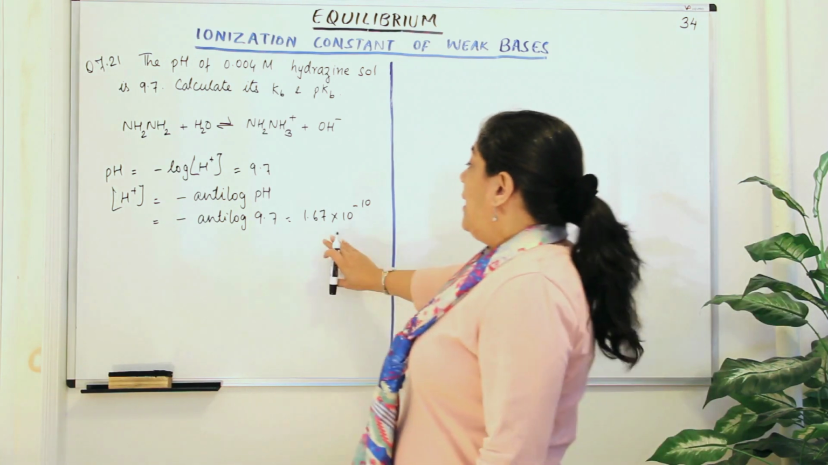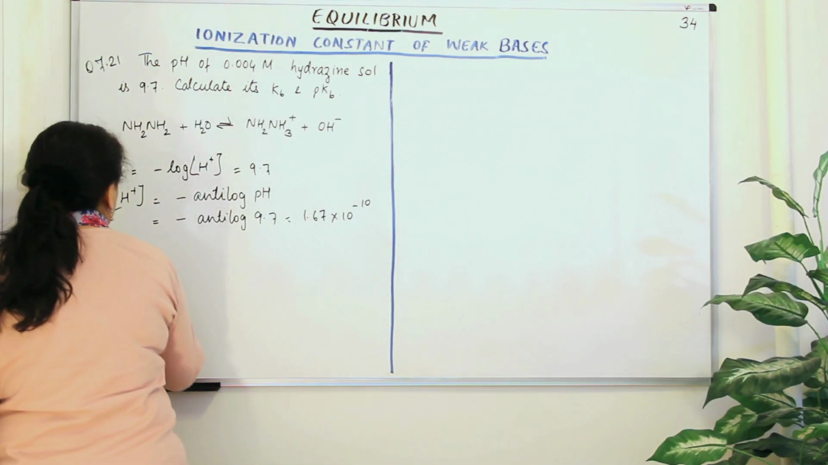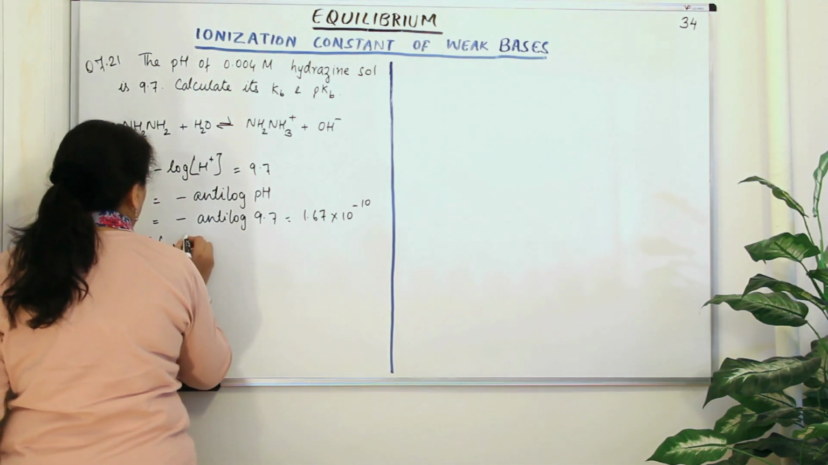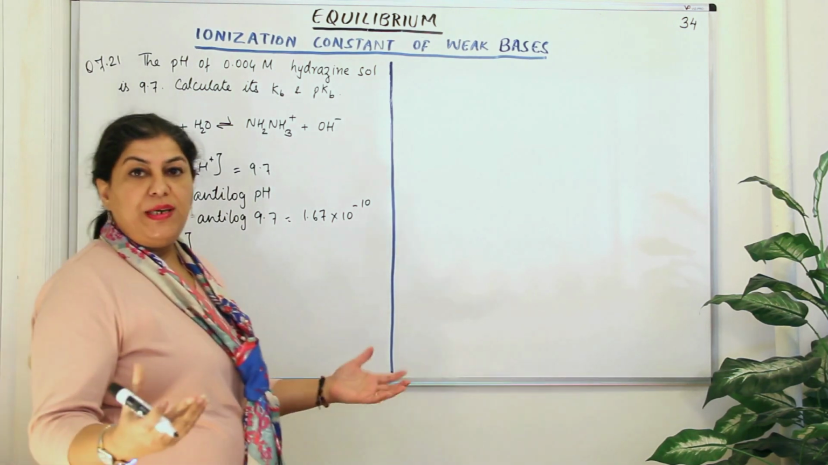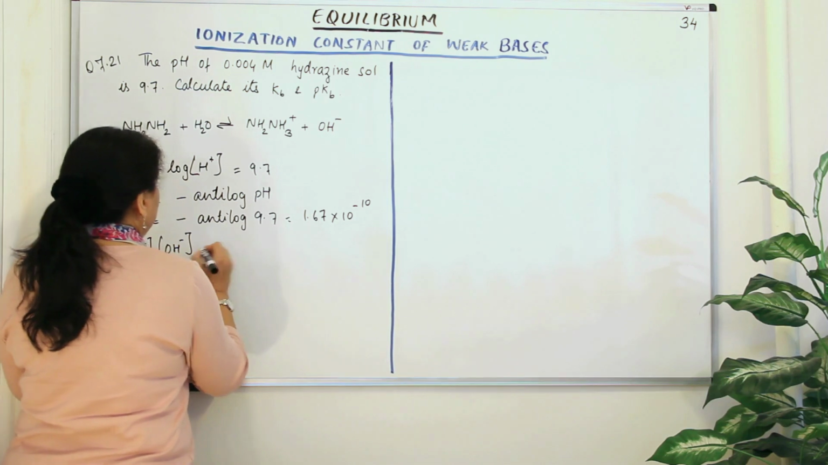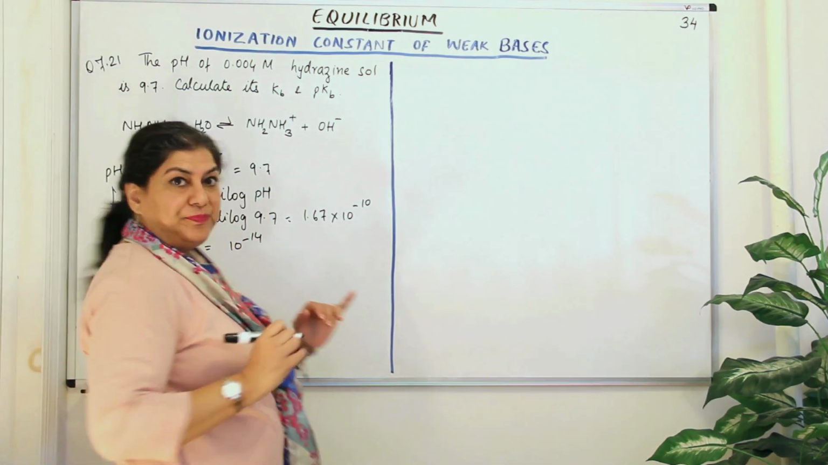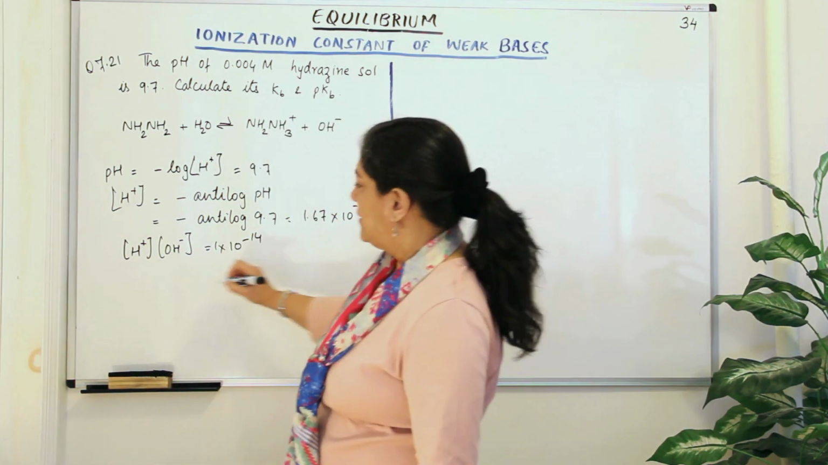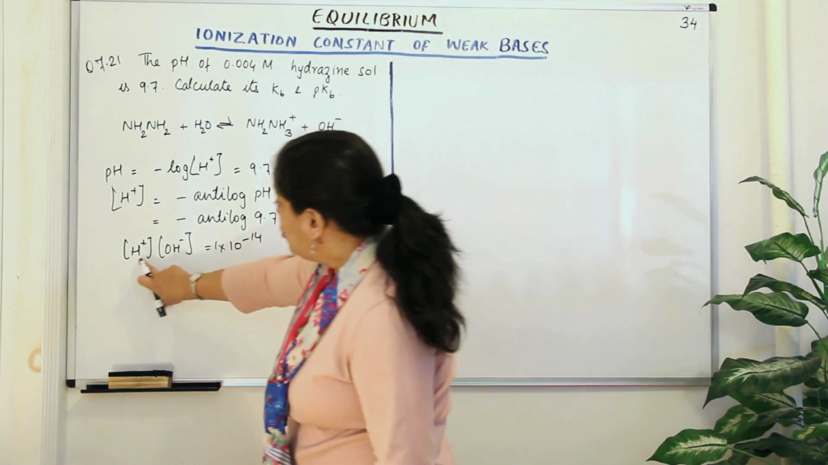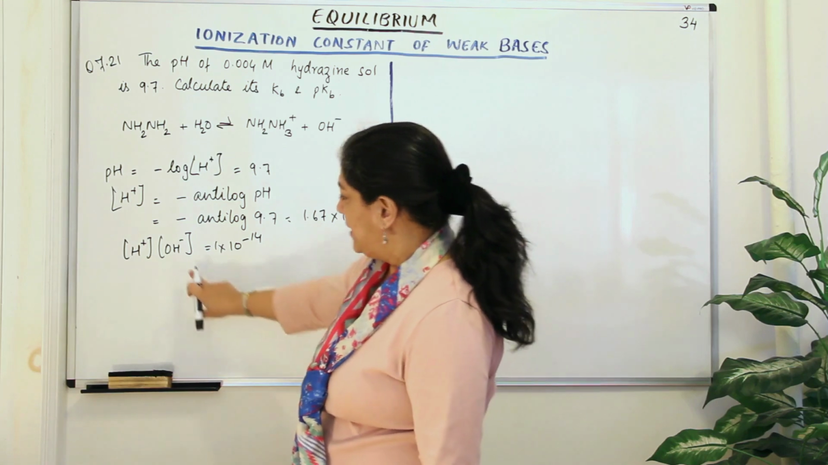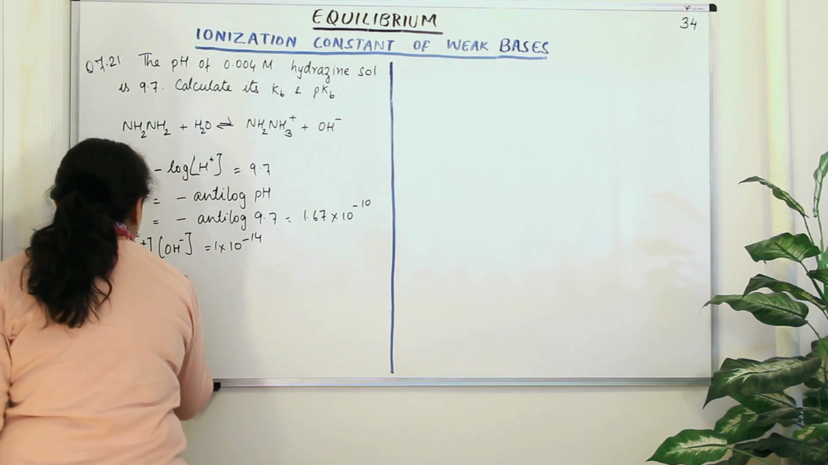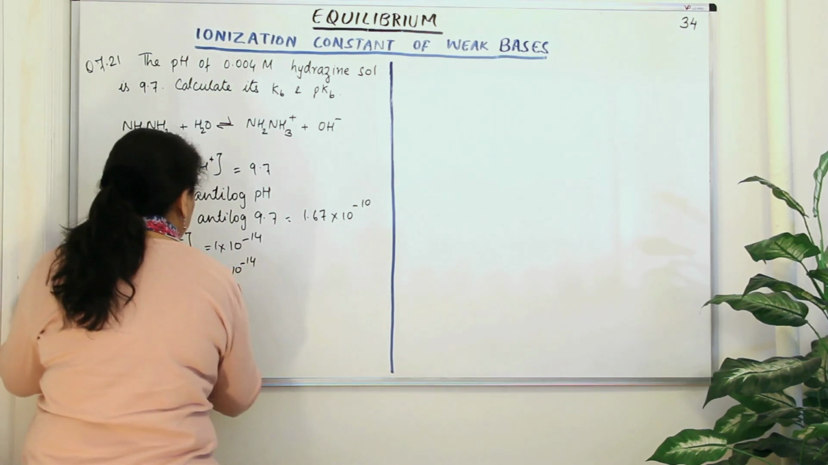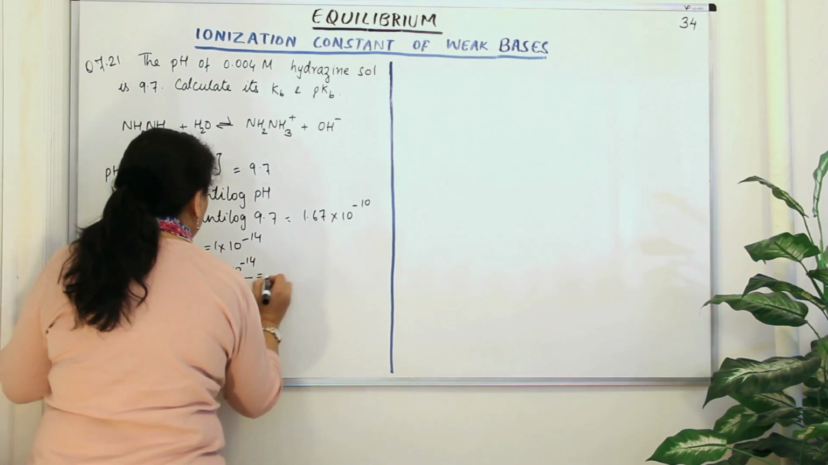Now we know the ionic product of water, that is H positive concentration into OH negative concentration upon H2O, where H2O is a liquid, so we ignore it. The ionic product of water is equal to 10 to the power minus 14, right? Or we can say 1 into 10 to the power minus 14, just to make it somewhat similar. So we know H positive. If we have to calculate OH negative, the OH negative concentration would be equal to 1 into 10 to the power minus 14 divided by the H positive concentration, right?